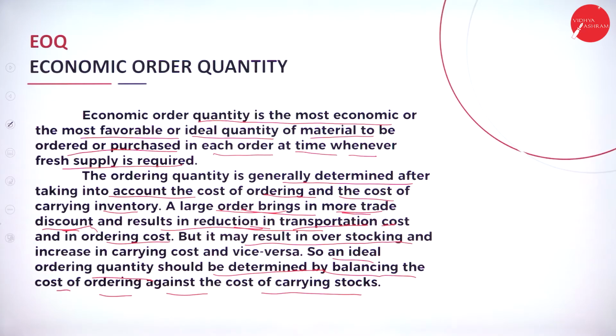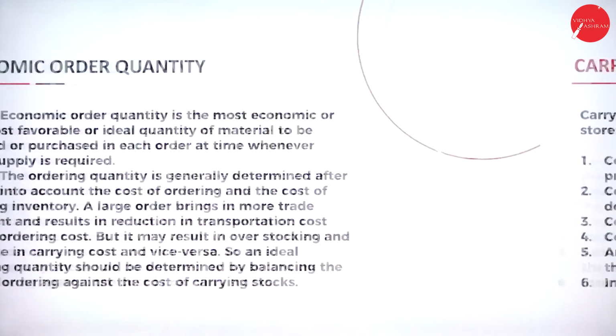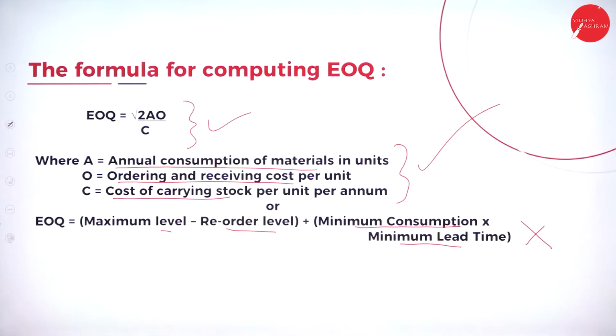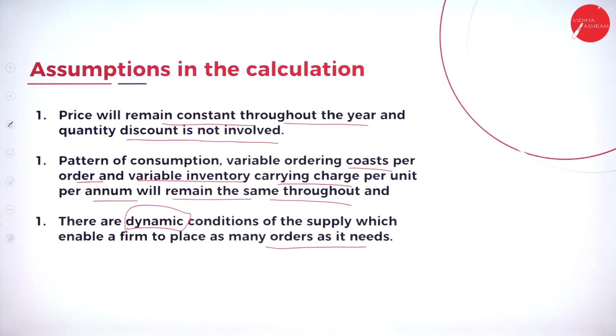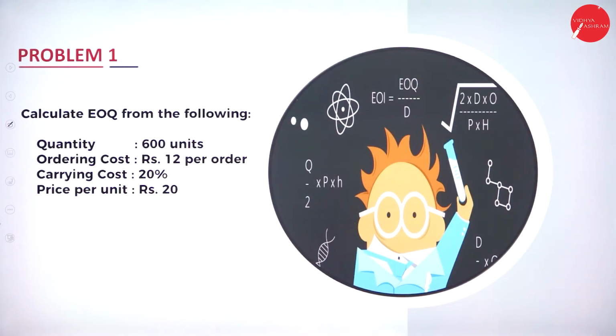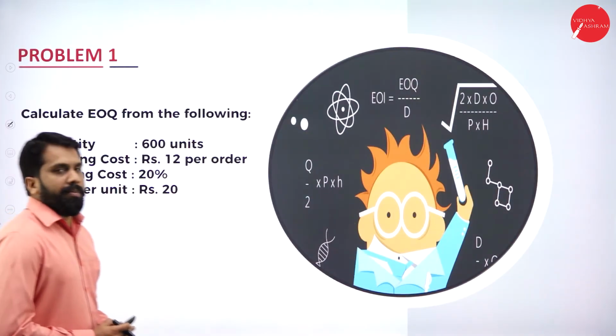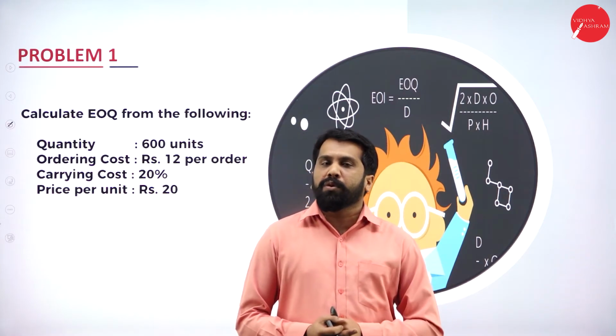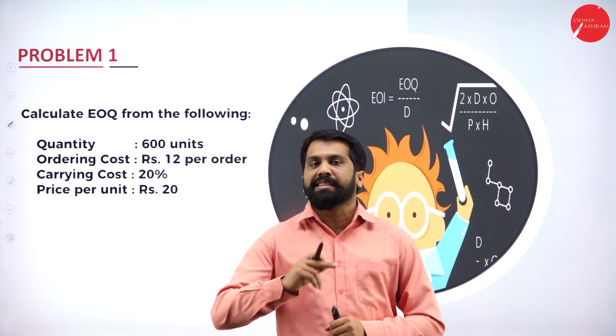So this is the meaning of your EOQ. So, this is your carrying cost. So, the formula for computing EOQ. Assumption in the calculation. So, now we are in problem number. As I told you, what is your formula? 2AO divided by C. So, it is a square root.